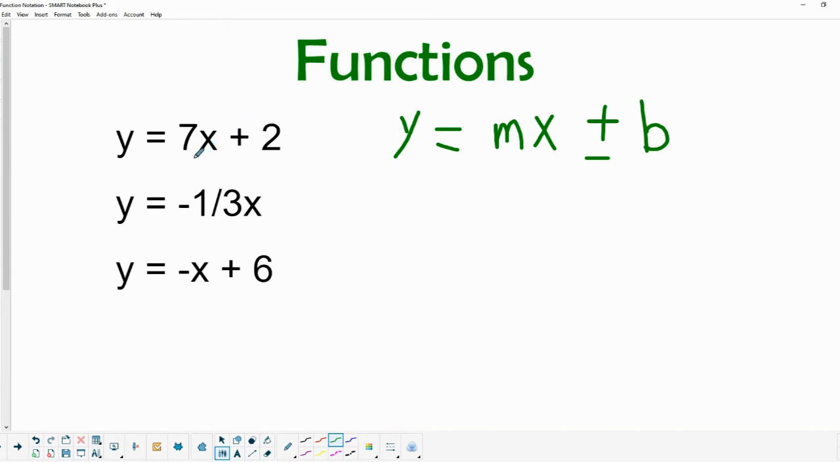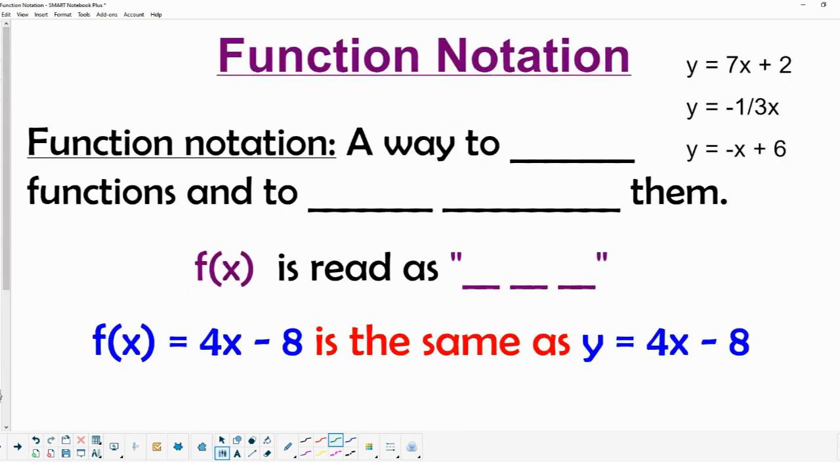So these are some of those. The first one, m would be 7, b would be 2. This one, m would be negative 1/3, b would be 0, because there's nothing on the end of that one. In this case, m would be negative 1, and b would be 6. Well, there's another way to write these called function notation.